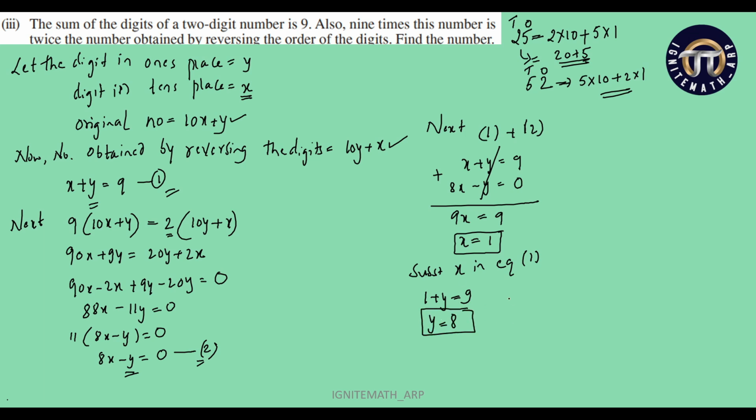This is not your final answer, children. We should say, therefore, the original number, because you are asked to find the number. Original number is equal to 10x plus y, that is 10 into 1 plus 8, that is 10 plus 8. 18 is the answer for this question. Is that clear, children? Any doubt over here? Okay, so this is supposed to be the answer of the question.